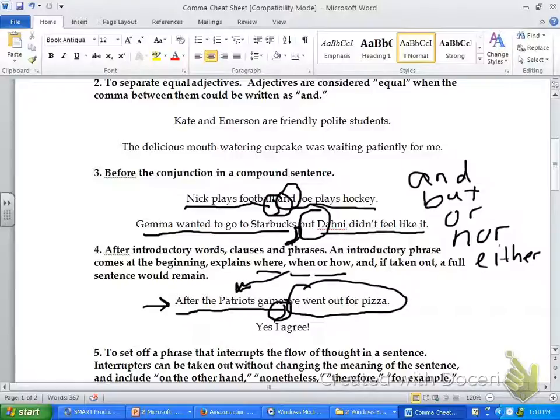How about our second one? See if you can figure out what the introductory phrase or word is. If you said yes, then yes. Yes is our introductory phrase, or word, and we need a comma after it. Okay?